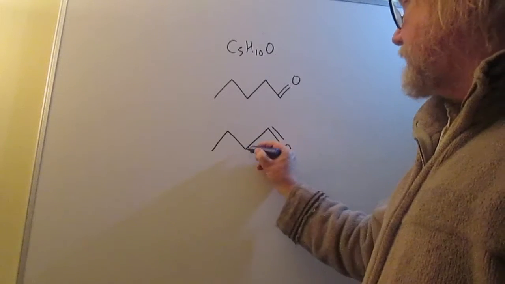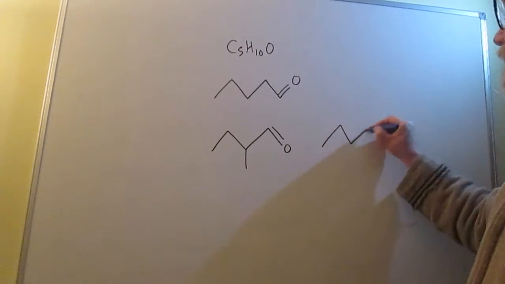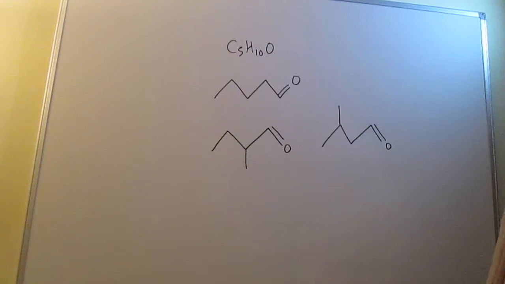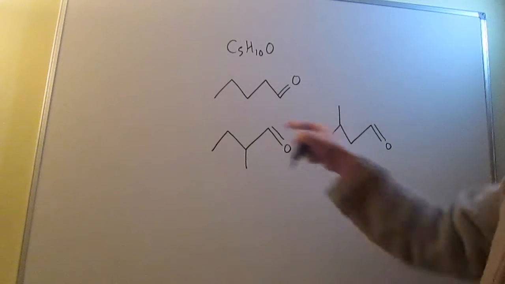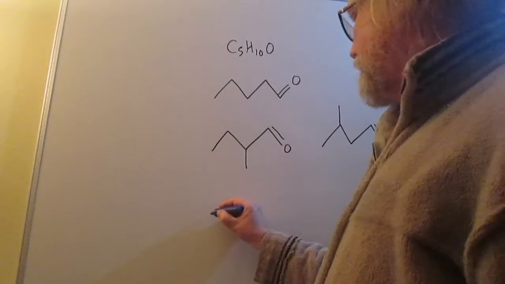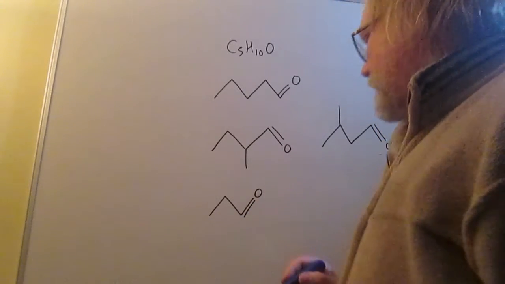Well, we can put it next to the aldehyde group, that would be 1, or we can put it at the next position along, and that would be 2. And of course if we put it on that one, that would just take us back to there again. So those are the only 2 branched ones with a chain of 4. And then you go to the next possibility, which is what if you just have a chain of 3? So that would be the chain of 3.